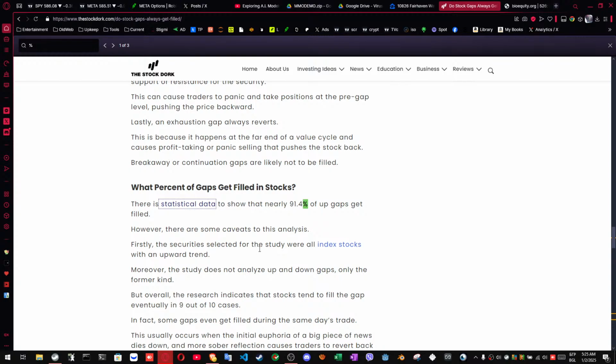Securities selected for the study were all index stocks. So indexes have a higher chance of getting filled. If you're incorporating every single stock, of course you're going to bring the percentage down from 91% to like 50, because you're including stocks that potentially never have their gaps filled. But an ETF is a basket of stocks. It is more dependable to fulfill certain patterns because more traders are there.